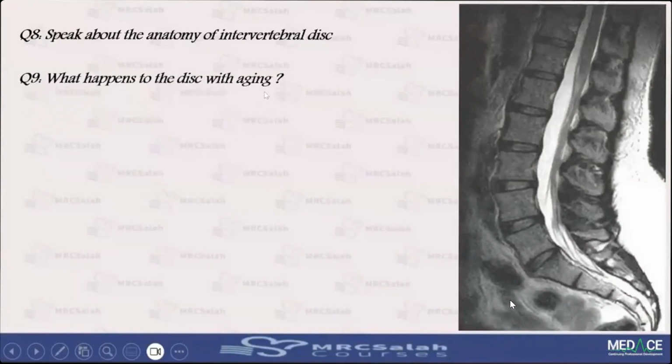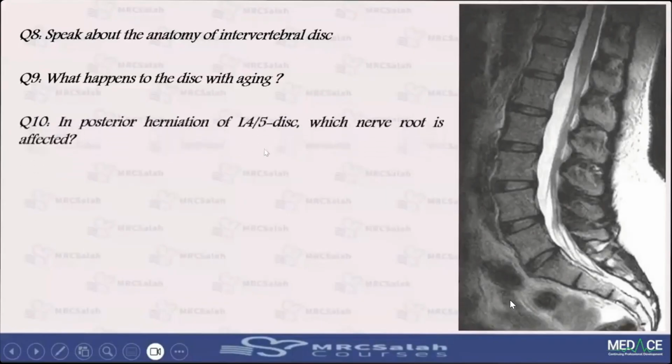What happens to the disc with aging? As we age, these discs get degenerated because they get dehydrated. So dehydration and degeneration of these discs makes the annulus fibrosus around the nucleus pulposus weakened and allows the nucleus pulposus, the central part of the intervertebral disc, to bulge backward posteriorly, and it may cause compression of the spinal cord or cauda equina or the nerve roots coming out.